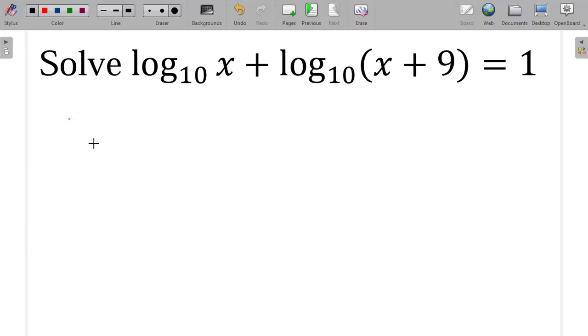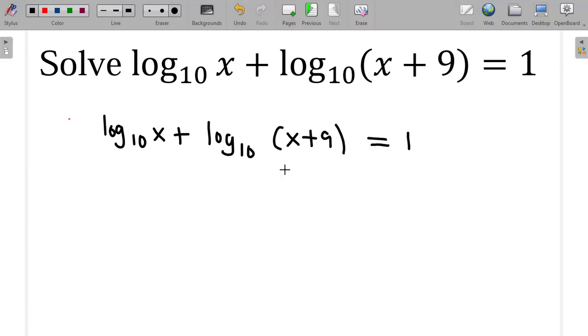So here we've been given this log equation, and then we're supposed to solve for x. We've been given log base 10 of x plus log base 10 of (x plus 9) is equal to 1. So to solve for x here, we just have to recall the relevant log law.